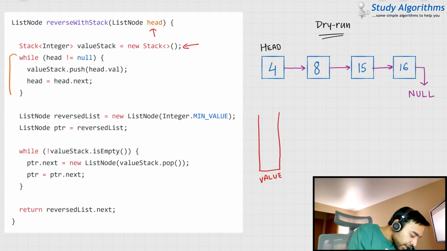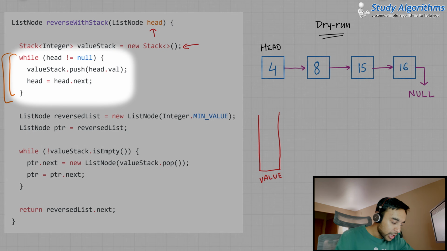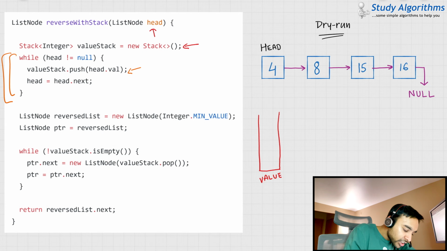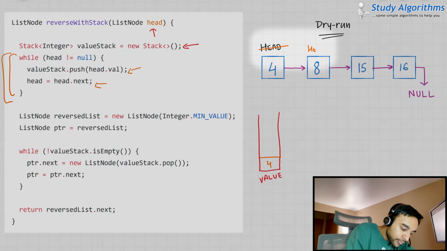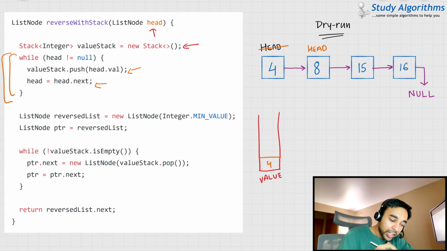In my next step, I traverse the list using a while loop and I will push each of the values in my stack. So I push the first value of the head and then I do a head dot next. So my head now points at 8. I will again push this value and do a head dot next. So ultimately my stack will look something like this. Once I reach null, I stop.